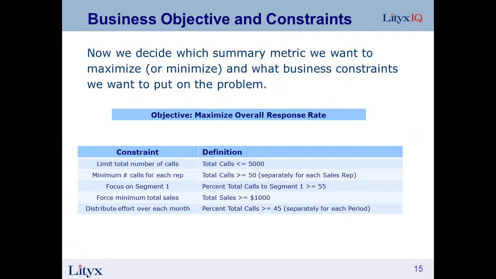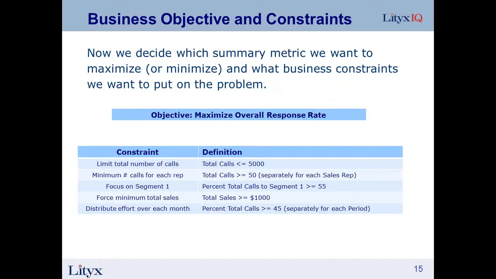We may have a directive from above that says we need to focus most of our upcoming effort on customer segment 1. So we may need to ensure, for example, that at least 55% of all calls are made into segment 1. So we have a third constraint here labeled focus on segment 1, and our definition of it is that the percentage of total calls into segment 1 needs to be at least 55.